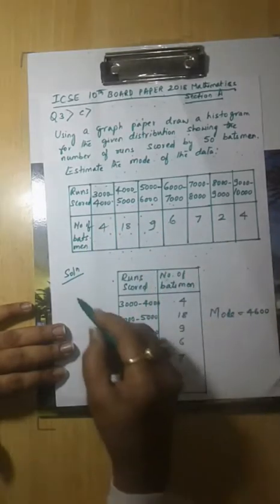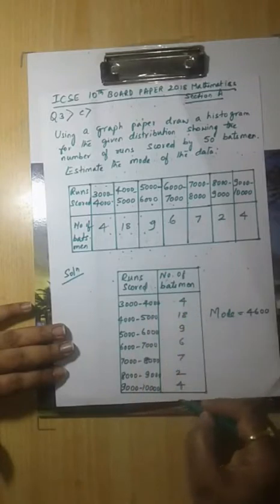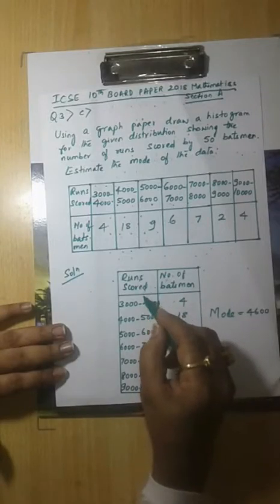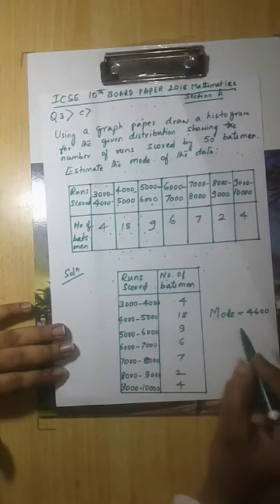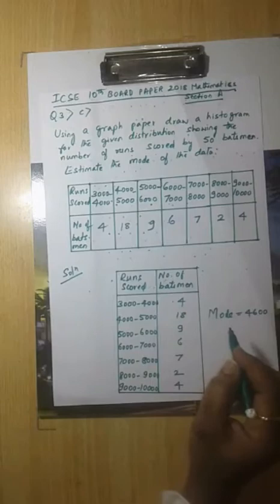The same data has been copied here as a tabular column, that is runs scored as well as number of batsmen. So we have to find actually the mode. So using this data we can consider the graph paper, taking the x-axis as the runs scored values. So this will be the x-axis.